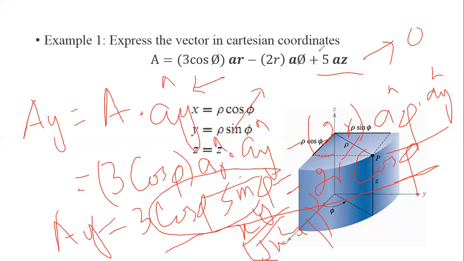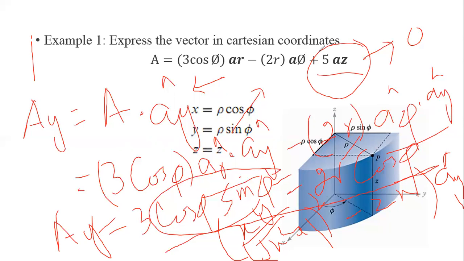So we will get 3xy divided by x square plus y square. And we know that r is equal to under root x square plus y square, and cos of phi is equal to x divided by under root x square plus y square. So under root x square plus y square will be cancelled out, and we will get minus 2x. So this will be the y component. And the z component will remain the same. So that will be 5a_z.